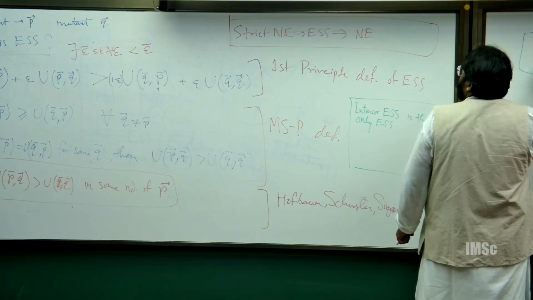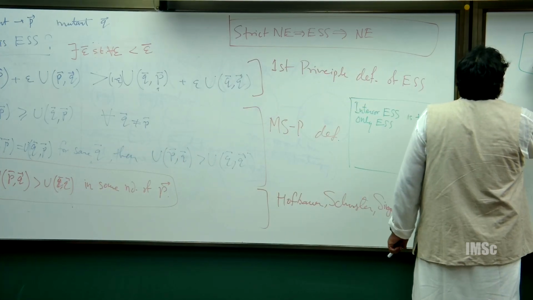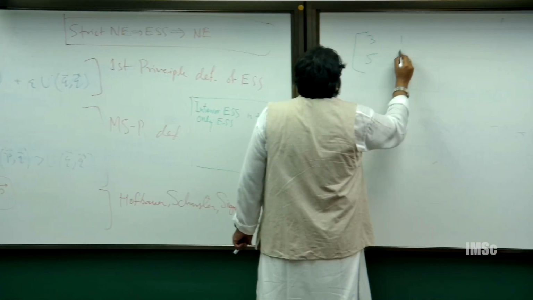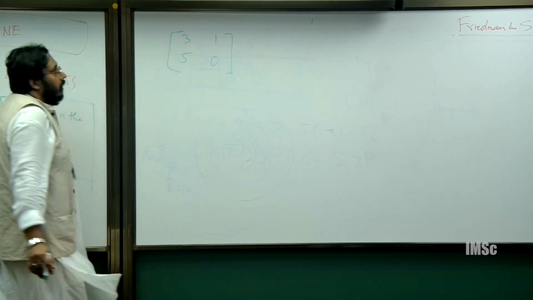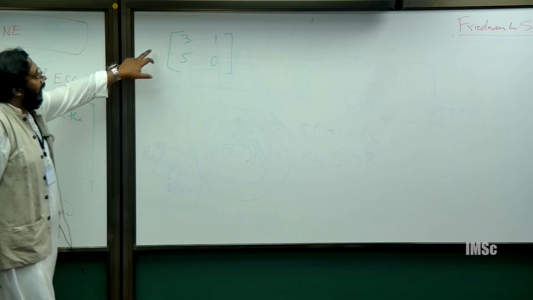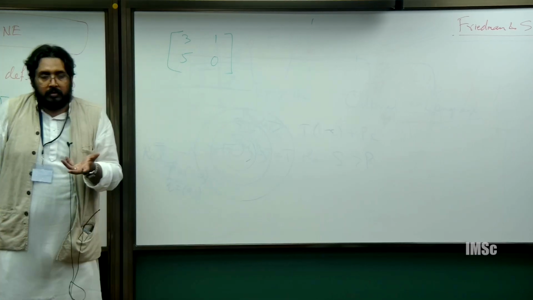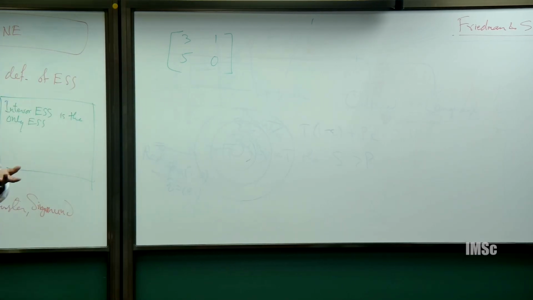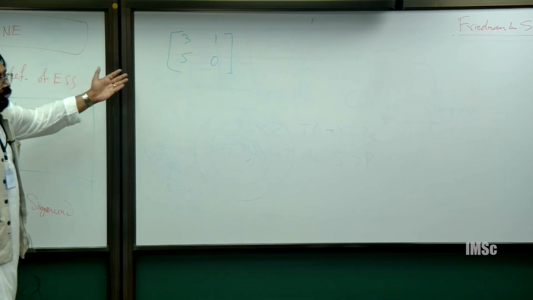So let's do an example now. I give you a matrix 3, 5, 1, 0, and I ask, find ESS. Anybody recognizes this game? It's the Hawk-Dove game. Because if I want to find ESS, what do I have to do? I have to find Nash first and then see if Nash works. So what are the Nashes?